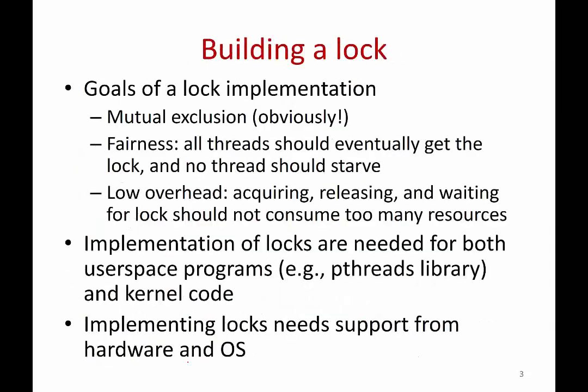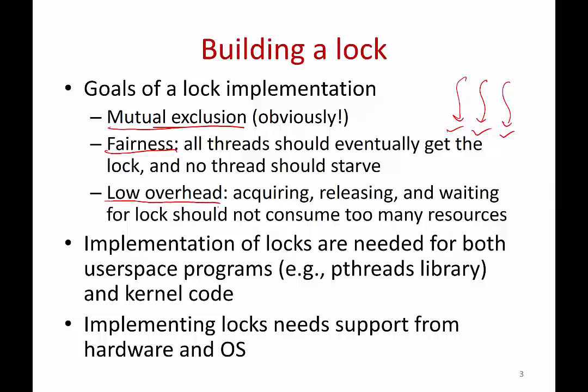So now that we know how to use locks, the next question comes up: how do we implement these locks? There are a few goals of any lock implementation. First, your lock and unlock functions should guarantee mutual exclusion. This is obvious. Other goals are something like fairness. If there are multiple threads trying to get into the critical section, all of them should get a turn. It's not like only one thread always succeeds in locking and the other threads are starving. That shouldn't happen. Any lock implementation should guarantee fairness, and it should also have low overhead.